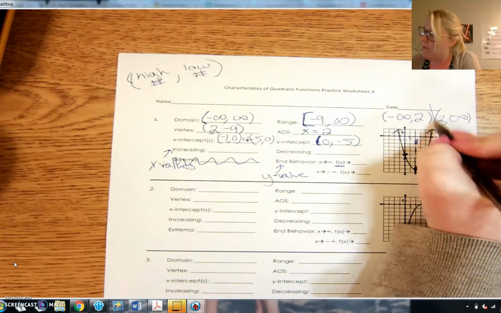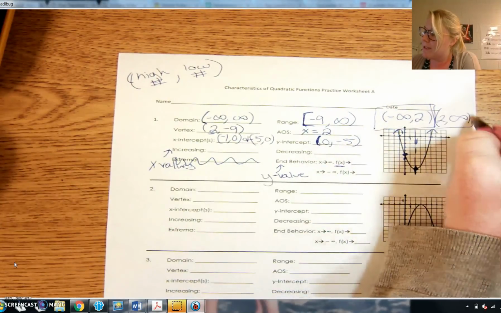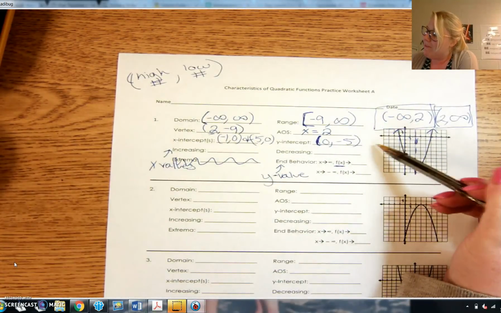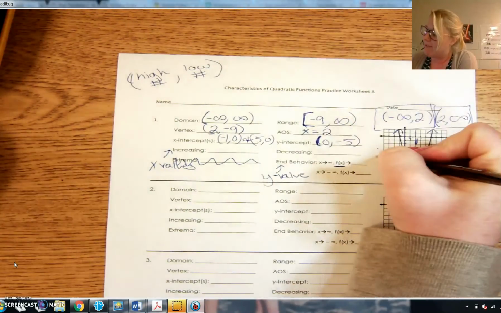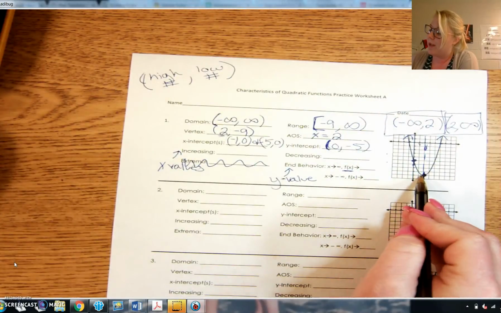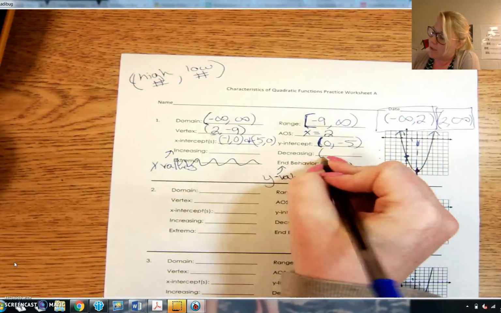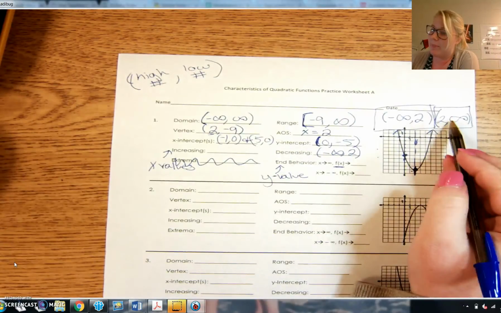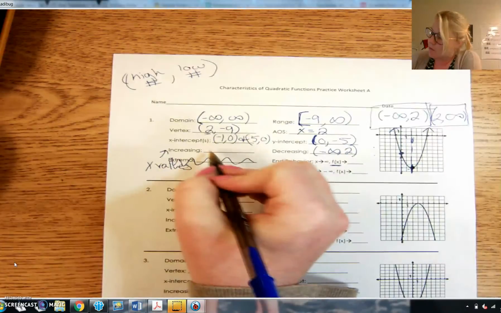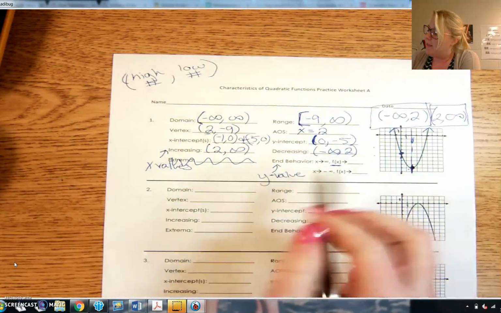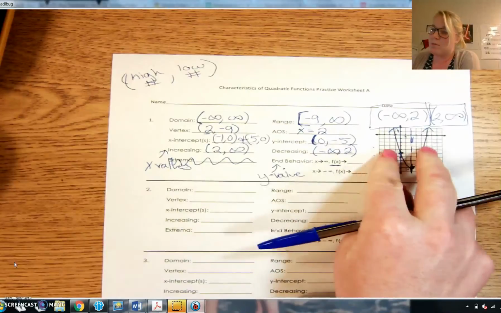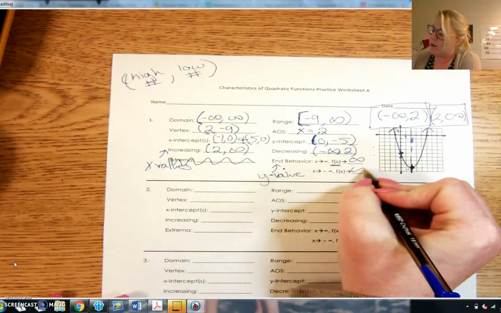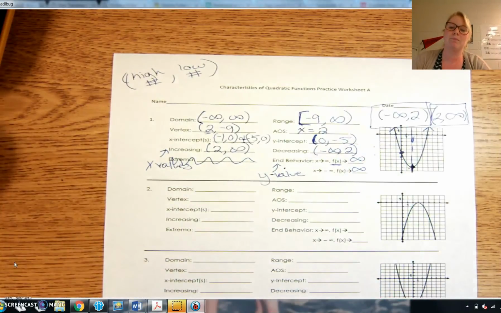Okay? So one of these is going to be increasing, and one of these is going to be decreasing, but I don't know which one's which. I need to make sure. So as I go from my left to my vertex, negative infinity to 2, I am going down. So that is my decreasing. And then from 2 to positive infinity, it's going up. So that is my increasing. Then my end behavior, what are my ends doing? My ends are both going in the positive direction. So those are both positive infinity and positive infinity.